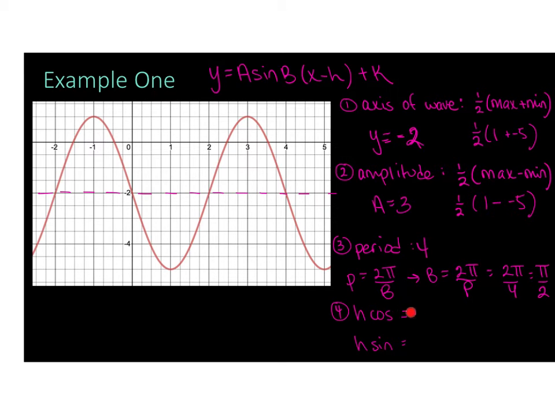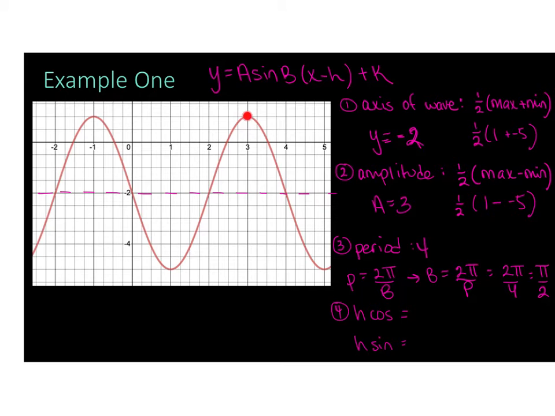Let's start with the horizontal translation for cosine. I've just labeled that as h cosine. There are actually an infinite number of horizontal translations. So I could say that I have a cosine graph that's been translated 1 unit to the left. There you can see I'm starting at my maximum, going down to the minimum, and back up to the maximum. So I could say that the horizontal translation is -1. I could also say the horizontal translation is +3.